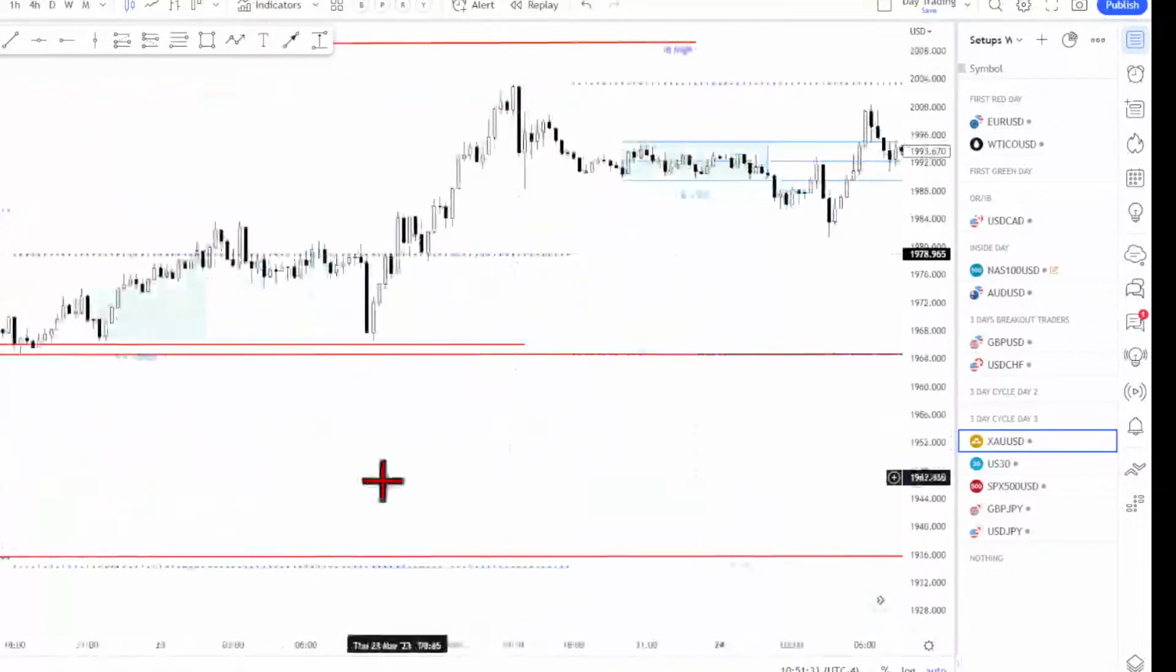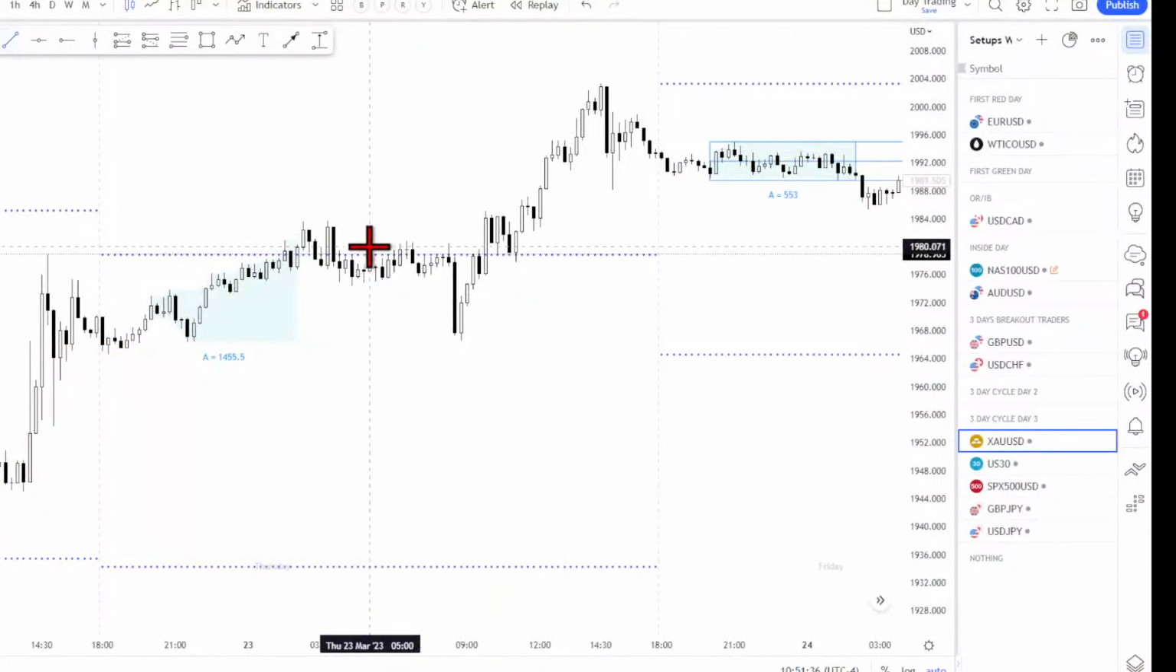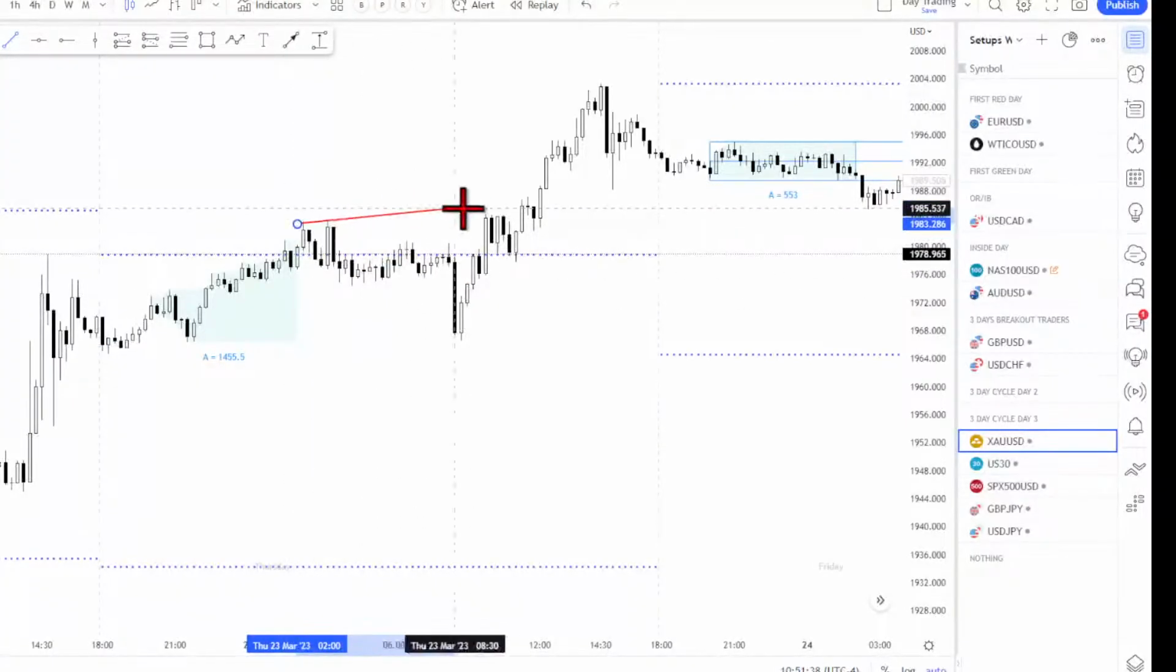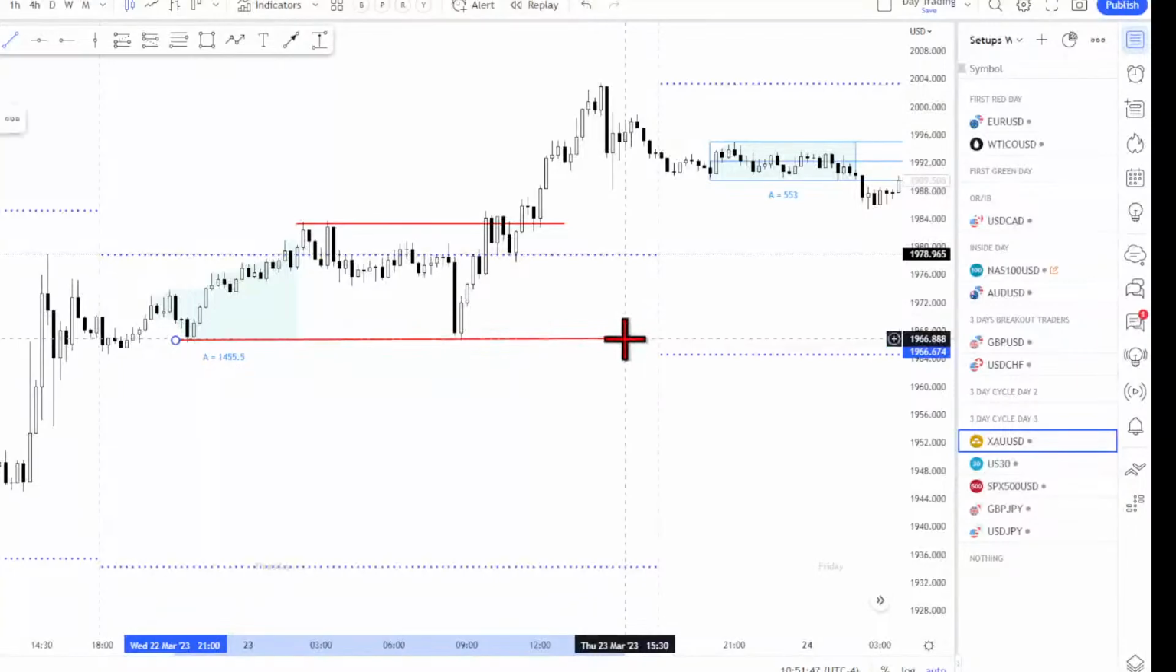Let's look at price action from this day. You've got your Asian range high and your Asian range low.